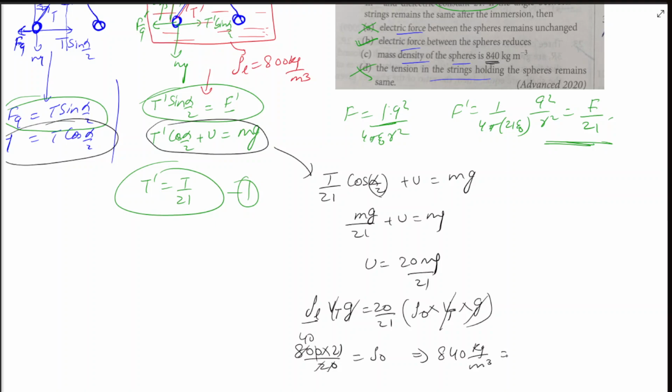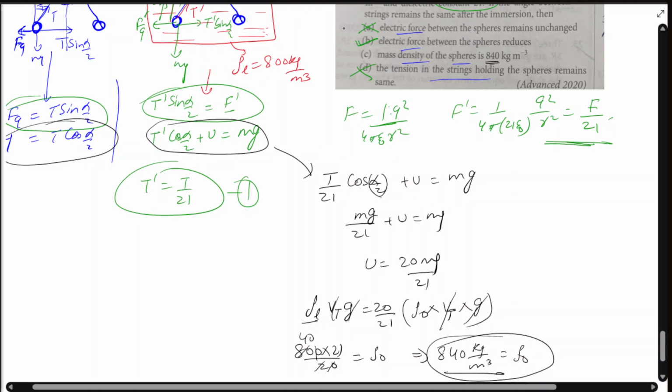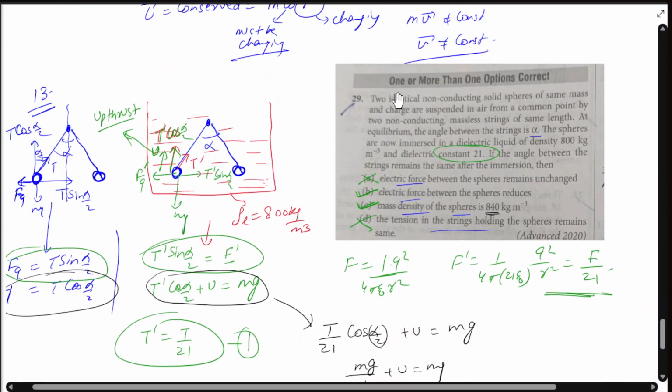Yes, 840 we got. Is it correct? Yes, that's correct. So option will be B and C. Right, one or more. So that is a very interesting question.